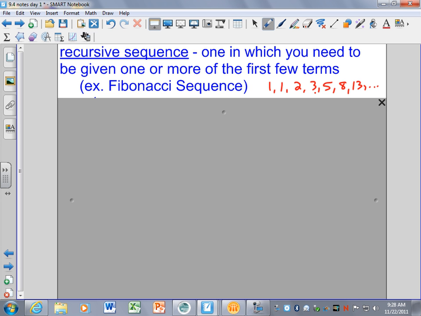1 plus 2 is 3. 3 plus 2 is 5. 5 plus 3 is 8. 8 plus 5 is 13. And it goes on and on and on. And that's the Fibonacci sequence.